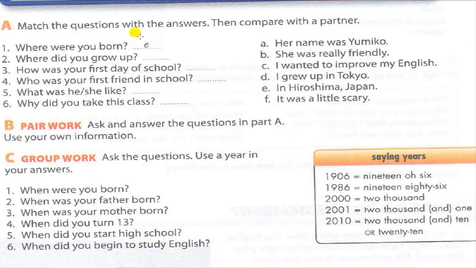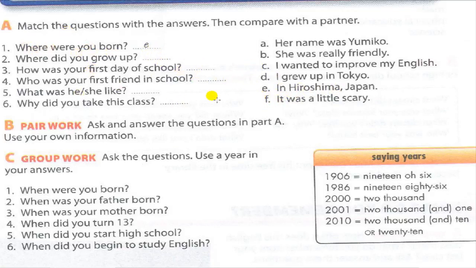Match the questions with the answers. Then compare with a partner. In this exercise, you match 1, 2, 3, 4, 5, 6 with A, B, C, D, E, F. 1. Where were you born? In Hiroshima, Japan. Be careful here, we will match these questions with the answers. Number 1, E. Where were you born? In Hiroshima in Japan. We will try to match the questions with the answers.